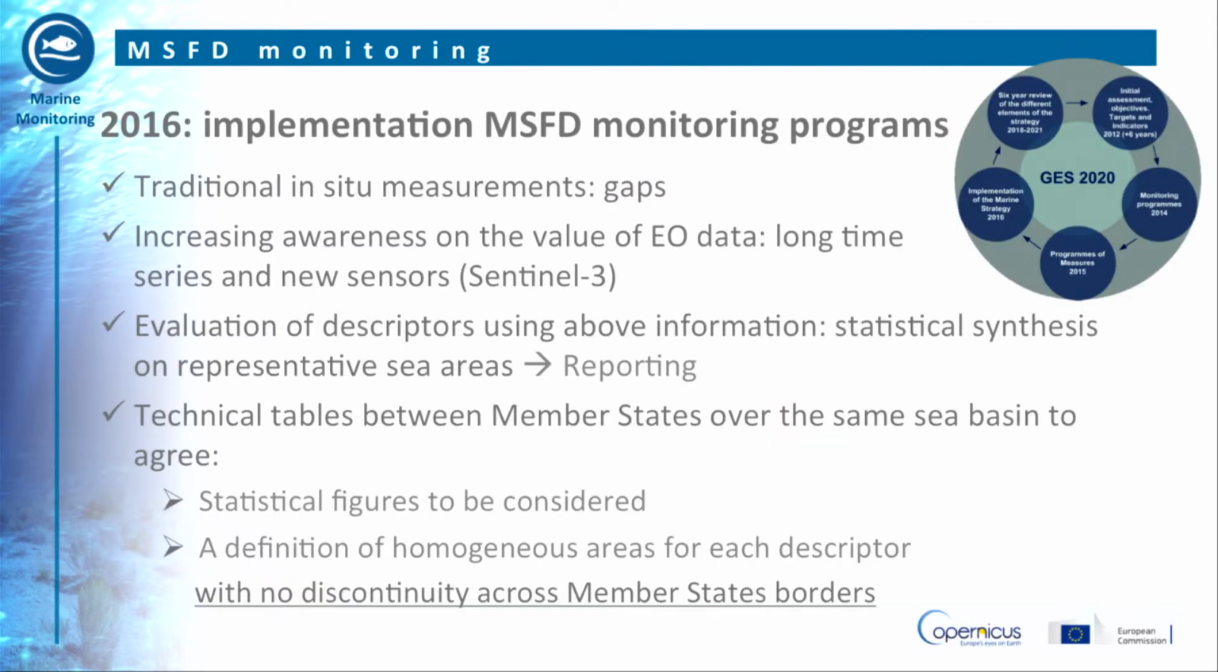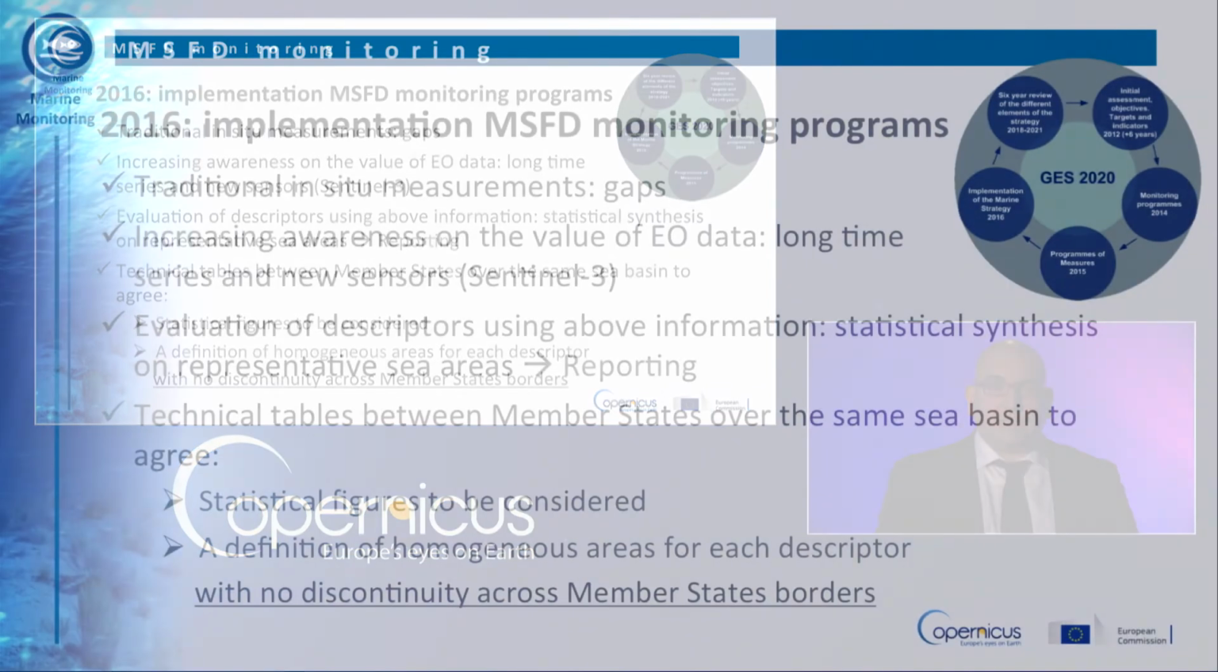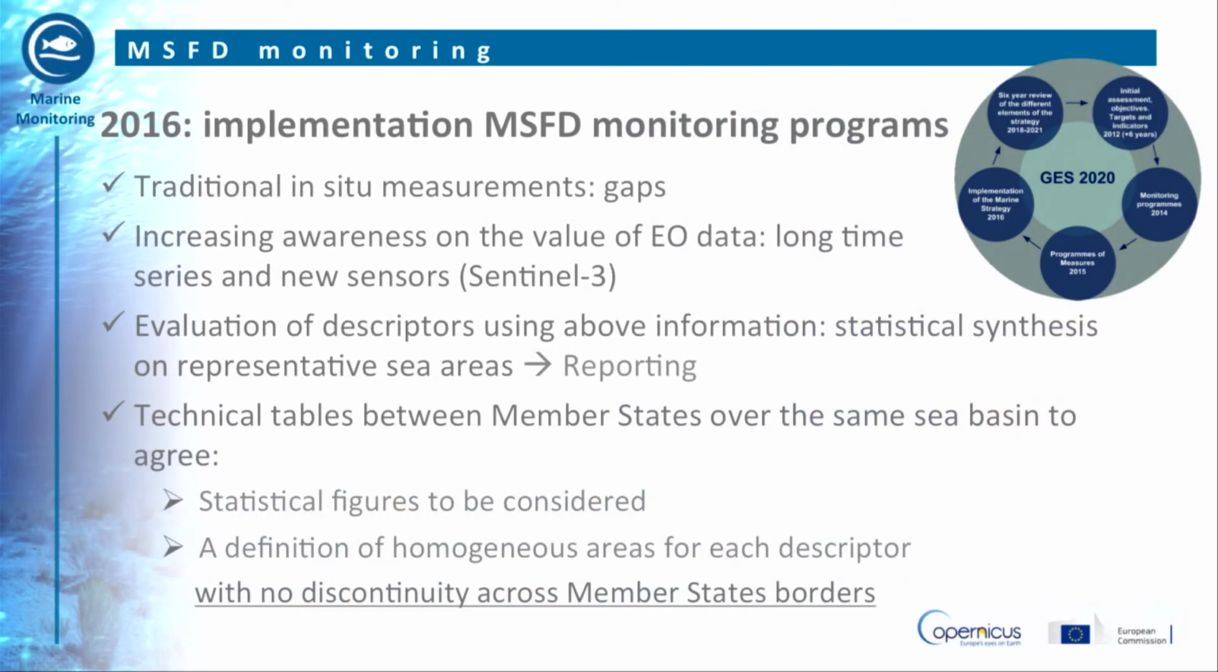In 2016, the implementation of monitoring programs defined at national level was foreseen in order to complete the first cycle of assessment by 2018. Such programs are mostly based on traditional in situ measurements, which are not enough for the requirement assessment. The use of Earth observation can support the process by exploiting the existing long time series and the most recent sensors, like the ones on board the Sentinel-3 satellites.